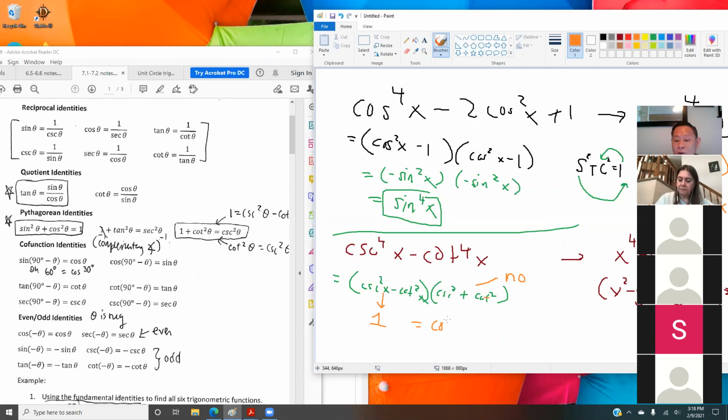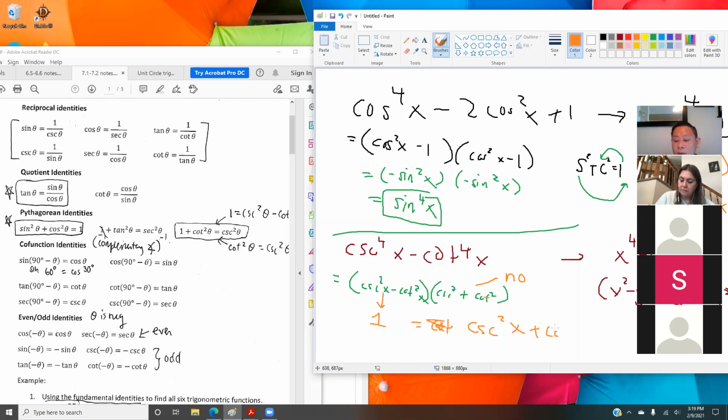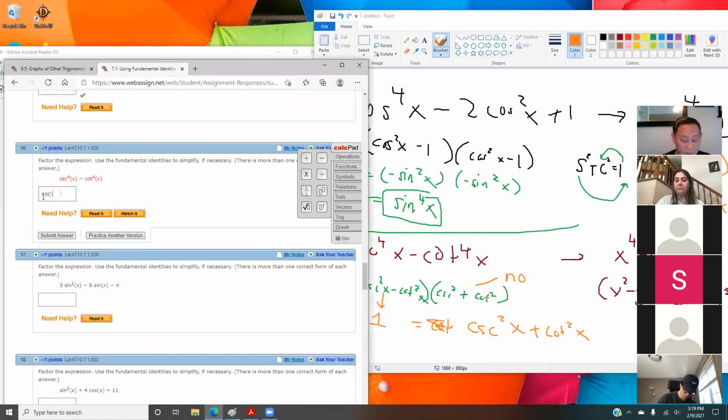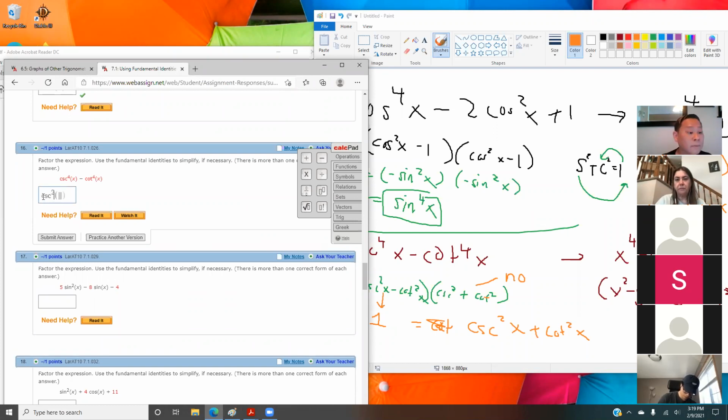So your answer in this case is cosecant square x plus cotangent square x, because you multiply this by 1, and anything multiplied by 1, you get back the same thing. So for that, you will get this answer. So this will become cosecant square x. Close the parentheses, and then plus cotangent square x. Questions? And this is the last one.